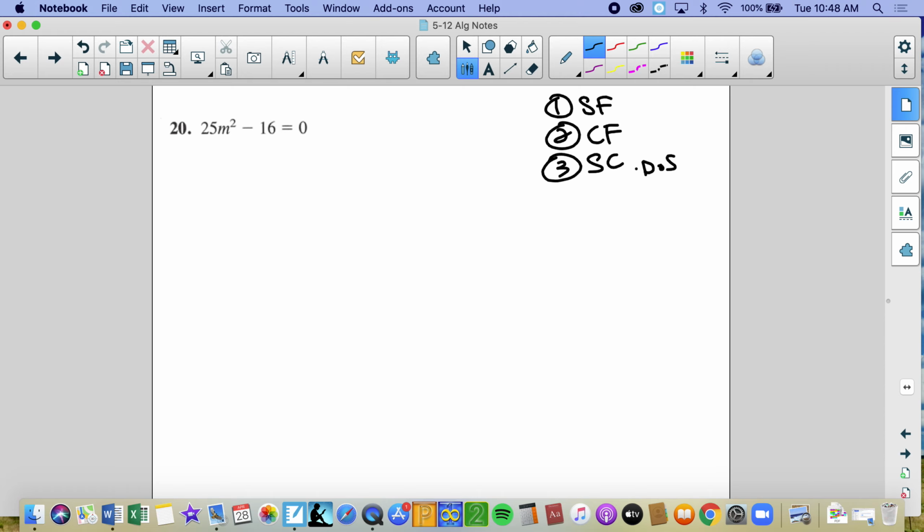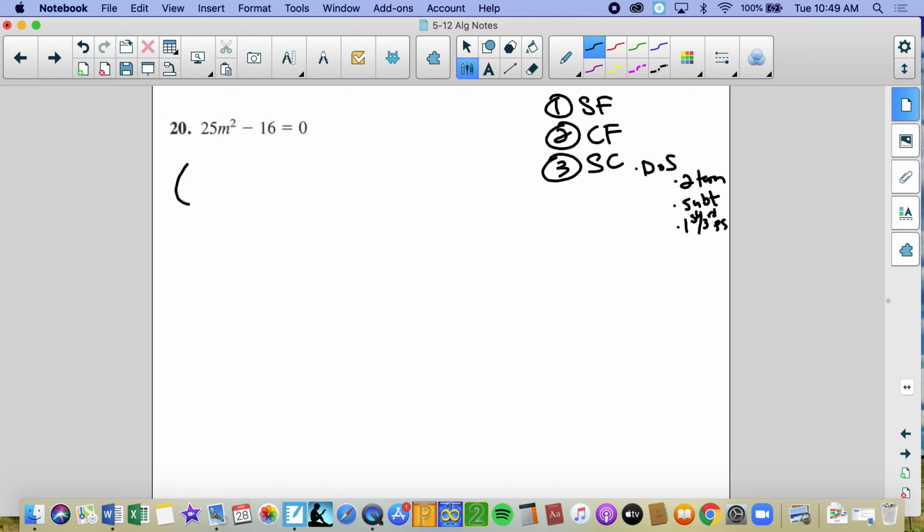What are the three criteria of difference of squares? First thing is two terms. Does it have two terms? Yes. Subtraction? Yes. And are the first and third perfect squares? Yeah. Okay, so this is the difference of squares.